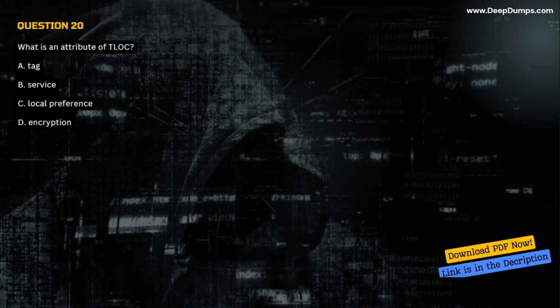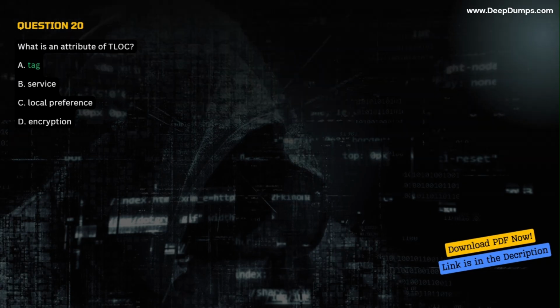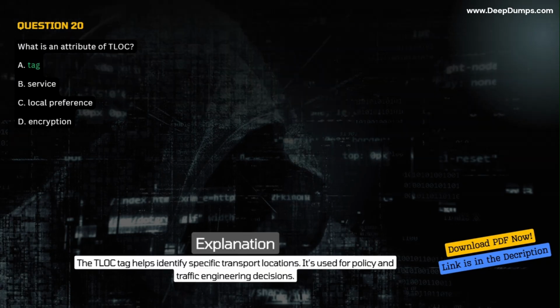Question 20. What is an attribute of TLOC? A. Tag. B. Service. C. Local preference. D. Encryption. Correct answer A. Tag. Explanation. The TLOC tag helps identify specific transport locations. It's used for policy and traffic engineering decisions.